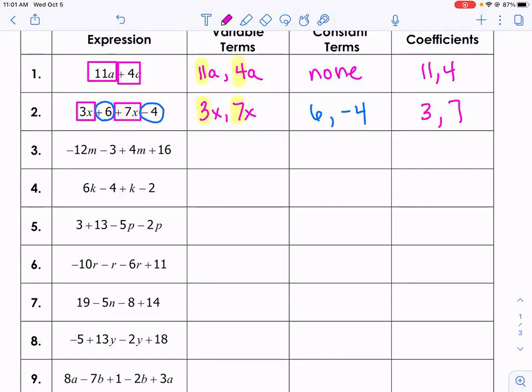So what number is in front of K in that one? Like what number is attached to K? We don't write it, but what's there? Oh, 1. So the coefficients.